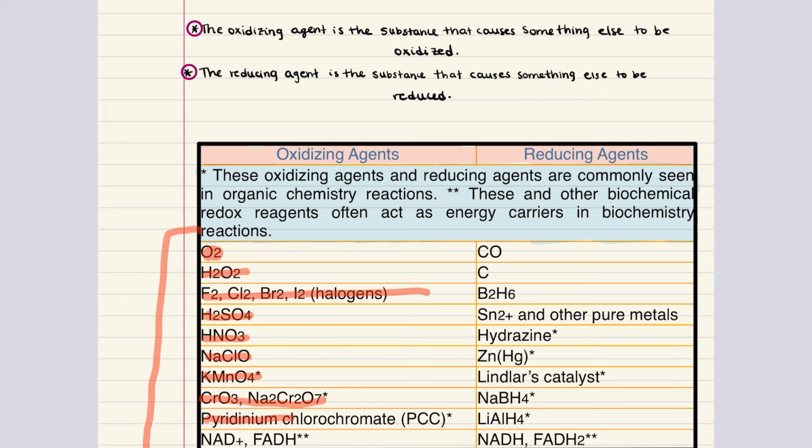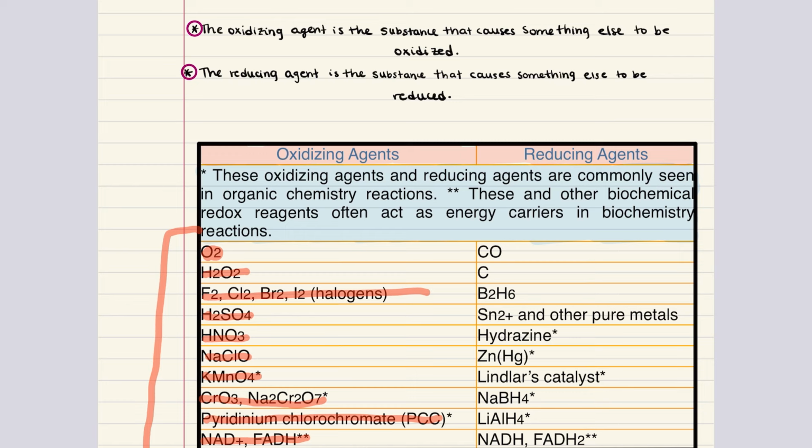We also have PCC. This is pyridinium chlorochromate. This is used specifically for the oxidation of alcohols to aldehydes and ketones. And last, we have NAD+ and FADH. These are coenzymes involved in redox reactions in biochemical processes. They act as electron carriers.